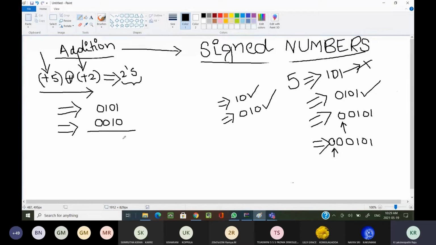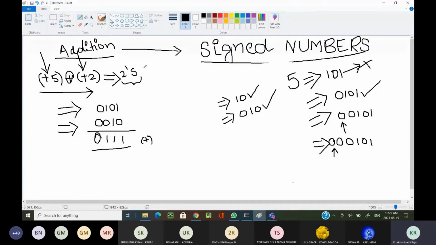I can perform normal addition. 1, 1, 1. Here the sign bit is 0. Here the sign bit is 0. Now this is my plus 7. In that way I can perform addition of 2's complement numbers.